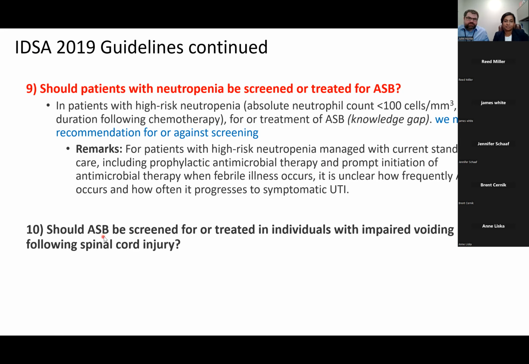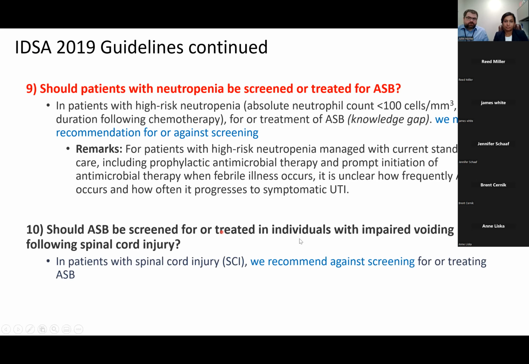Should asymptomatic bacteriuria be screened for or treated in individuals with impaired voiding following spinal cord injury? So this is a good question. Especially for veterans, like at the VA, I have patients with spinal cord injury, and the question is, what if they can't tell you they have symptoms, or they don't have symptoms, since they have a spinal cord injury and a chronic Foley. And here it says we recommend against screening for or treating. If they have a chronic Foley, nearly 100% of them are going to grow something.